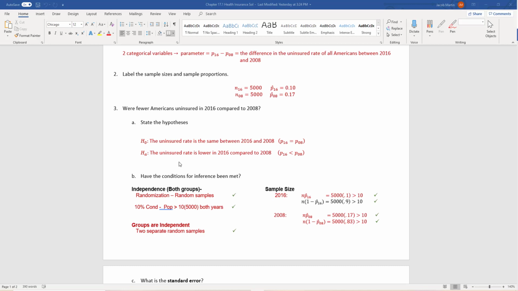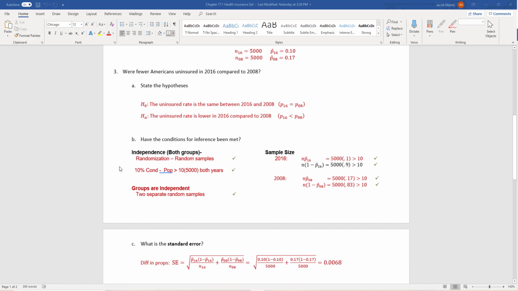Once you have that, the next thing you want to do is check your conditions. And 2 of the 3 conditions that we're going to have for this test are going to be the same as the ones we saw in chapters 13, 14, and 15. We need independence within each sample, and we need a large enough sample size. But now that we're comparing groups, we're going to add an additional condition that we need to look at, and that the groups themselves are independent. So let's start with the 2 that we've had since chapter 13.